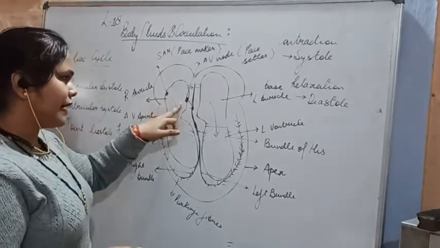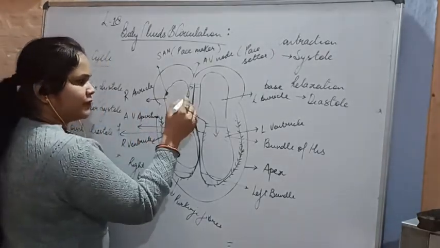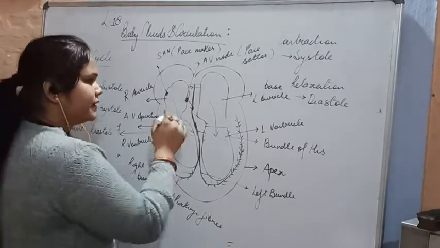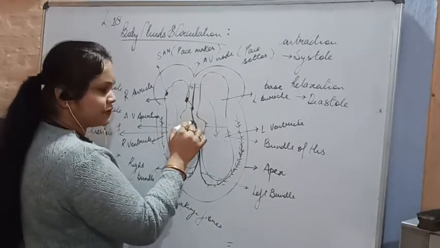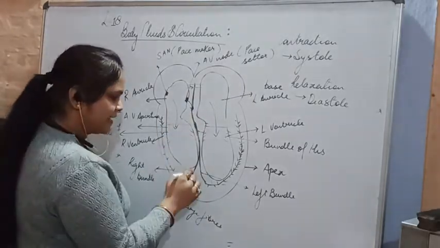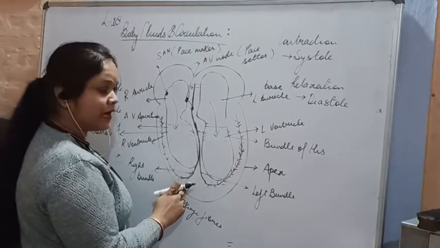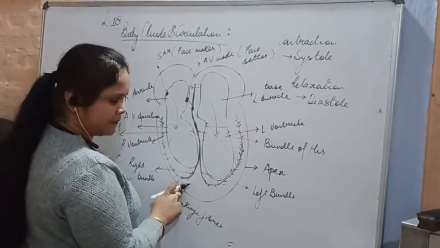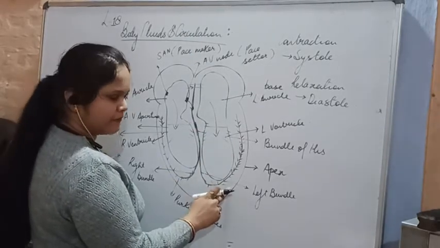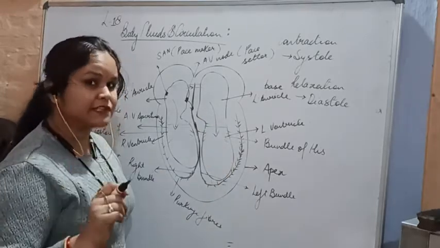So what is going to happen? Now the SA node has transferred the impulse to the AV node, and the AV node has transferred it to the bundle of His, and as a result it is present in the right bundle of His and left bundle of His, followed by Purkinje fibers.